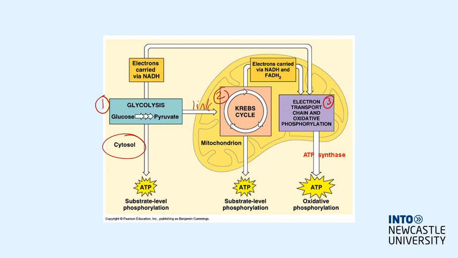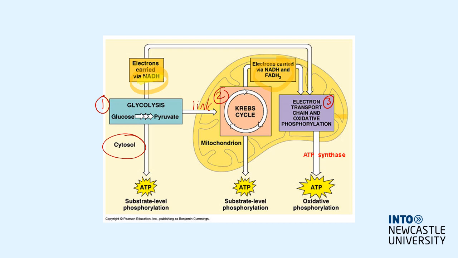If we look at the molecules that we've been talking about, electrons are going to be carried into the electron transport chain via those coenzymes we talked about. So we'll have reduced NAD and reduced FAD, both feeding into the electron transport chain to be oxidized.